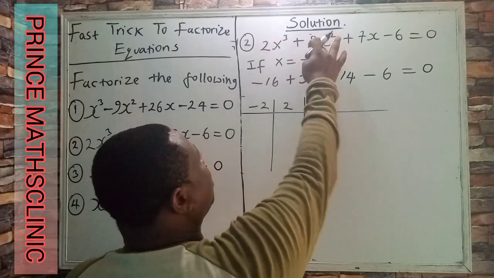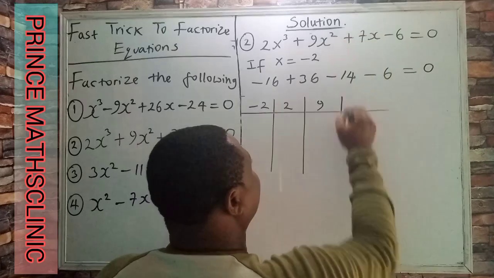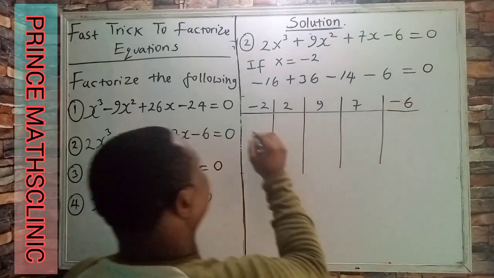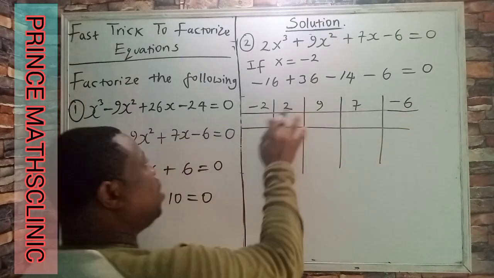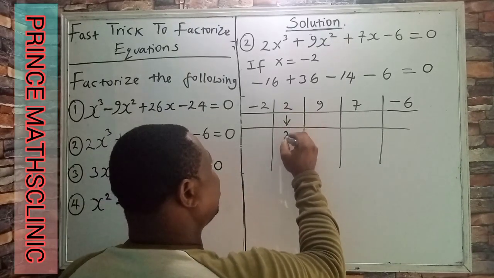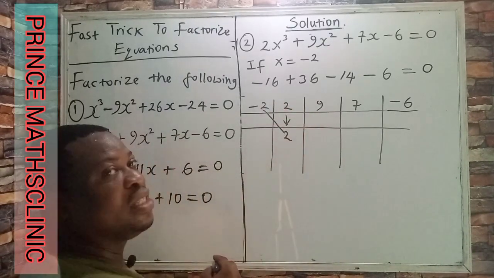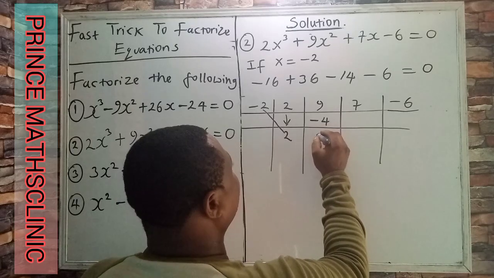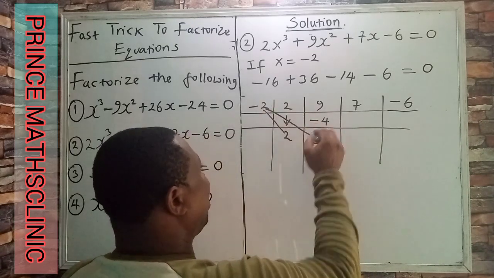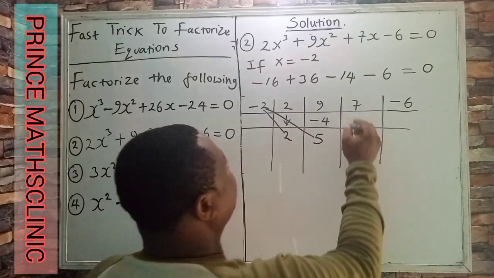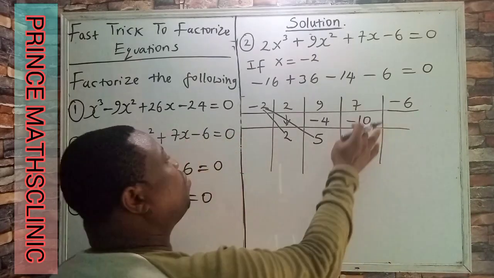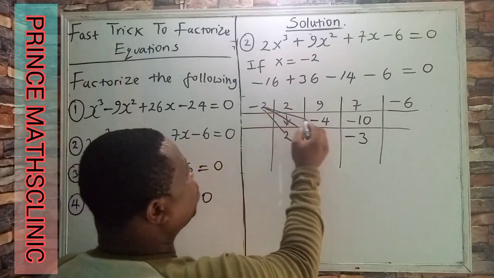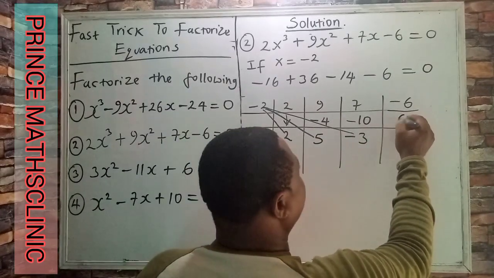You have 2. The next one you have positive 9. The next one you have positive 7. And lastly you have what? Negative 6. Then of course you know the first column you leave it. Then you transfer this 2 down, so that when you say minus 2 times 2, you get minus 4. That minus 4 occupies here. Then 9 minus 4 gives you what? 5. Use this minus 2, multiply this. This gives us what? Negative 10. You put the negative 10 here. Then 7 minus 10 gives you what? Negative 3.